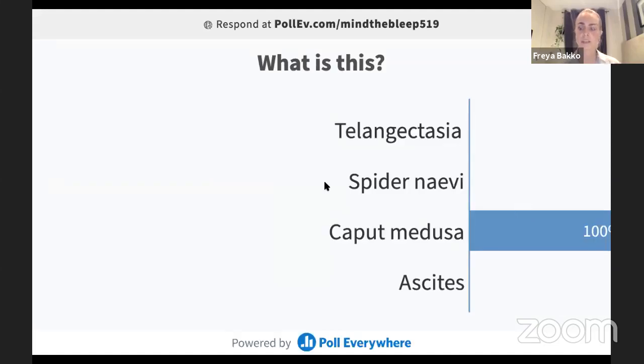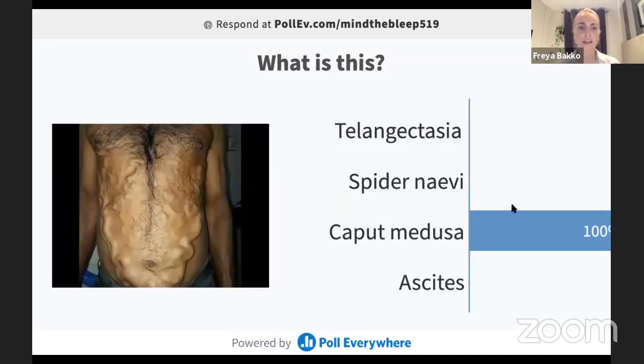So coming back to our question, everyone's answered caput medusa, which is completely correct. This is a sign of liver disease, and it's due to portal hypertension, and the veins around your abdomen get severely distended.